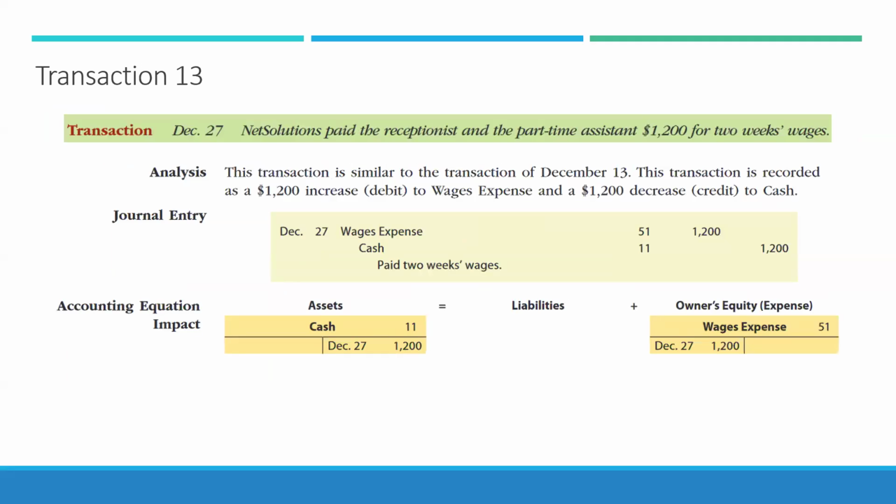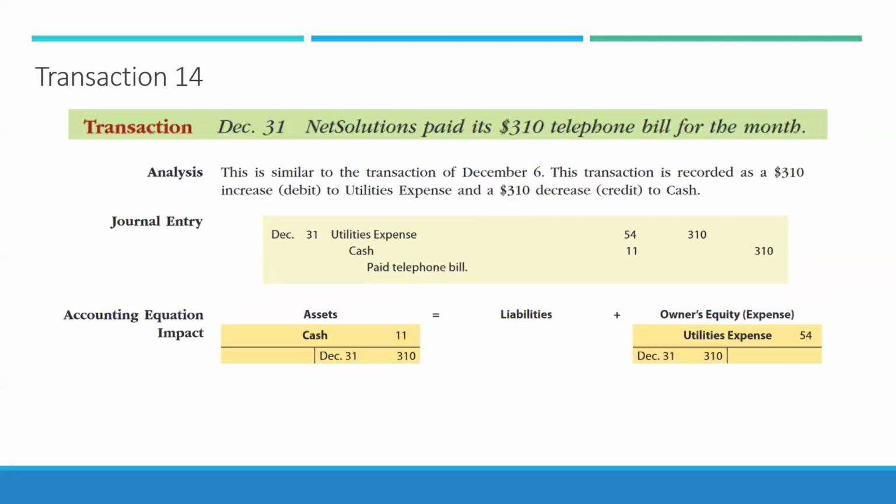Net Solutions paid the part-time assistant $1,200. So that's another one. Wage expense is the debit, and then cash is the credit. Utilities expense is the same story. So utilities expense is our debit, and cash is our credit because cash is going down.